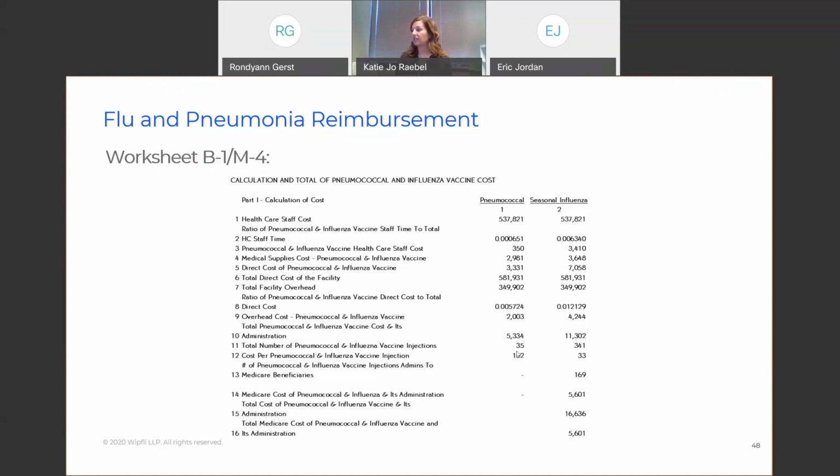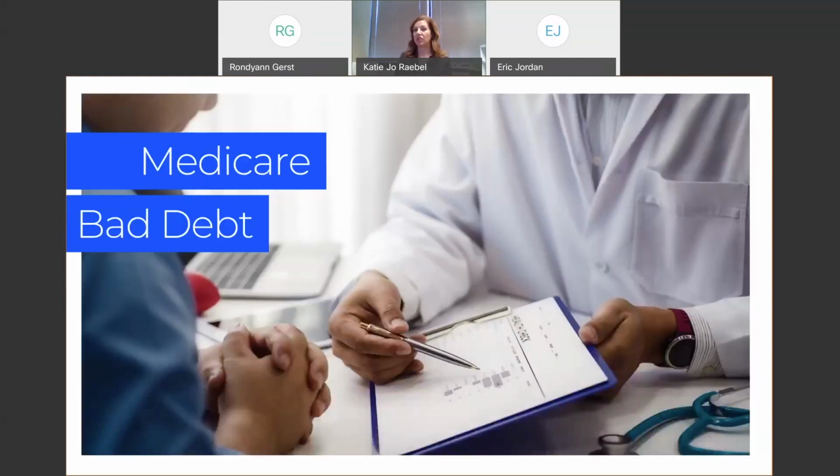That then gets us to this cost per injection. We'll notice that in this case, we had 0 pneumonia Medicare injections, but we had 169 flu injections for direct Medicare beneficiaries. And so in this case, we're getting reimbursed for our injections on the Medicare cost report for Medicare beneficiaries. So this is a really important component and can make up a large part of your receivable, especially for those Prevnar injections. They're expensive, and we want to make sure that we're claiming those.